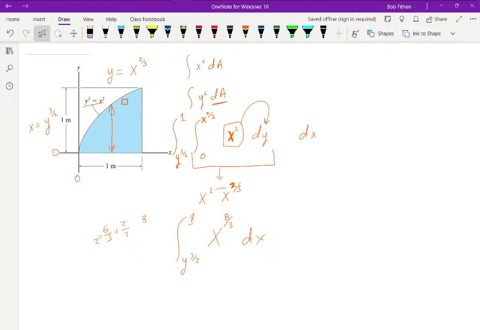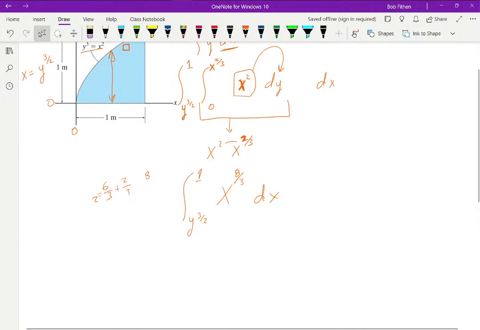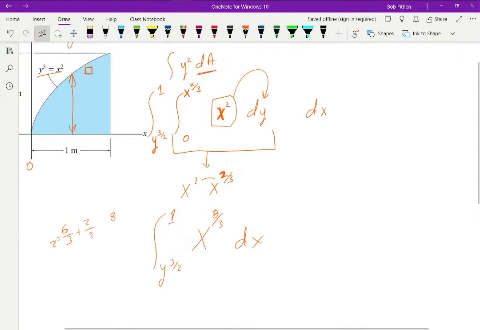So I think I'm messing this up, which actually is a good reason to do the lecture this way.